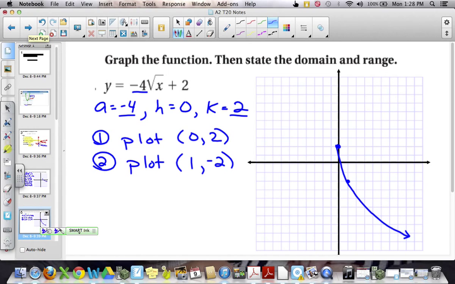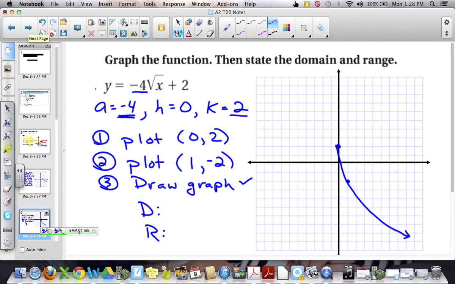Now, what we should notice is that as a becomes a bigger number, whether it be positive or negative, that starts out steeper. If it's a smaller number for a, it starts out more level. All right, so then step 3, we draw the graph. We did that already. Then we need the domain and the range.